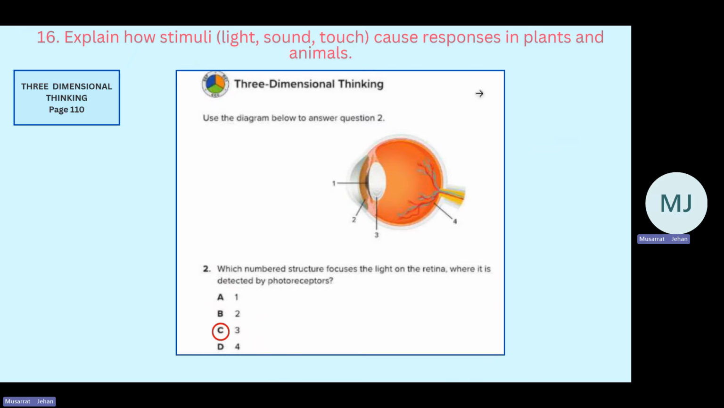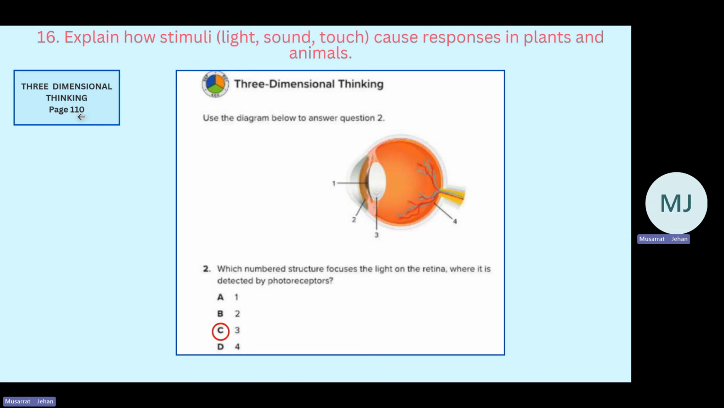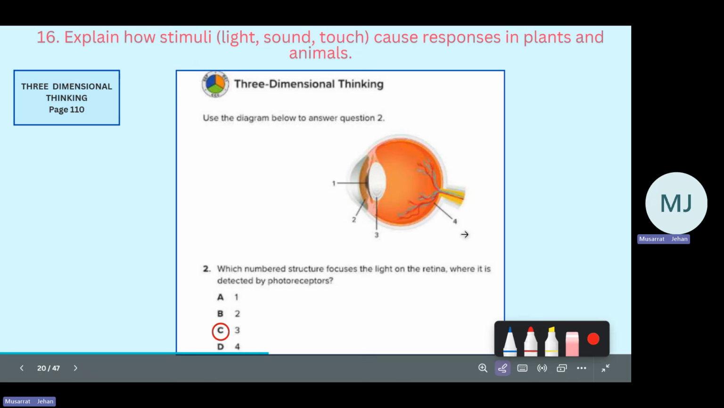Now we come to the next question, which says three-dimensional thinking, page 110. Here it's talking about this figure. This is a figure of an eye. You should know the parts of the eye. First, this part right in front, which has not been labeled in this figure, is the cornea. Inside you have a black opening. This is known as the pupil, and the colored part of the eye is called the iris. Then there is a clear structure at the back, which is the lens. And this part at the back is called the retina. The image is always formed at the retina.